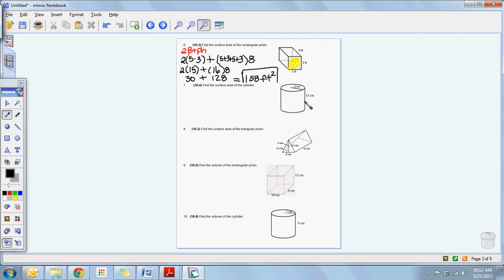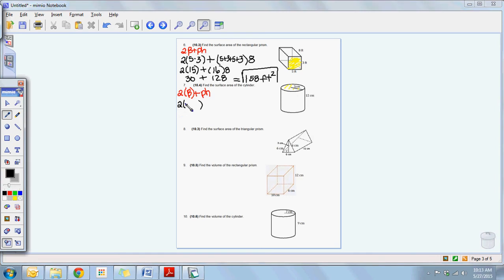Next shape is a cylinder. And it's going to be the exact same formula because a cylinder is also a prism. So I'm going to use 2 times the base area plus perimeter times the height. Now I'm going to plug in my information. I'm going to start with a 2. And this time, to find the area of my base, which is a circle here, it's pi r squared. That's what we did on the front.